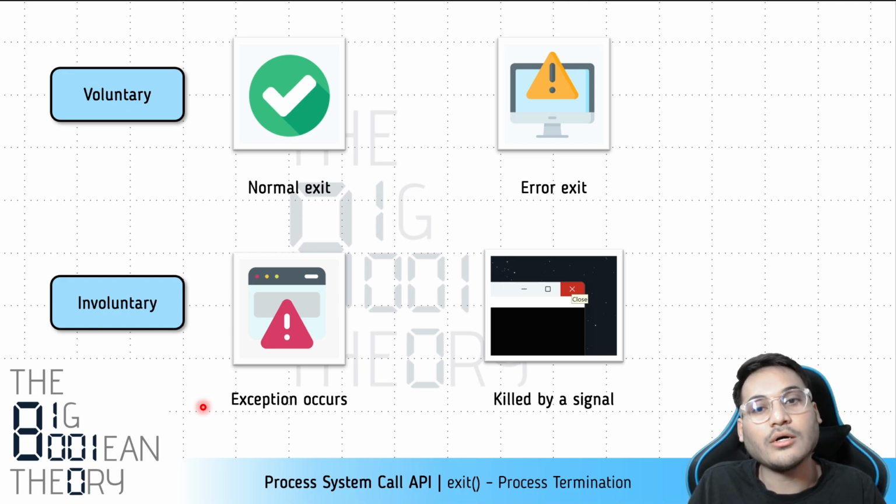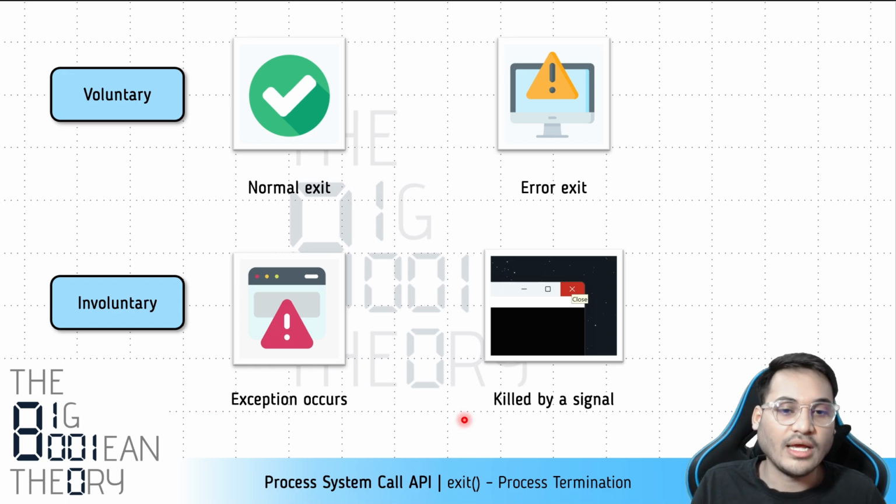It will be killed, or we can say this is a forceful termination because the process has done something illegal. So the operating system can decide to terminate the process. And in this case, the process in concern is terminating in an involuntary way, right?